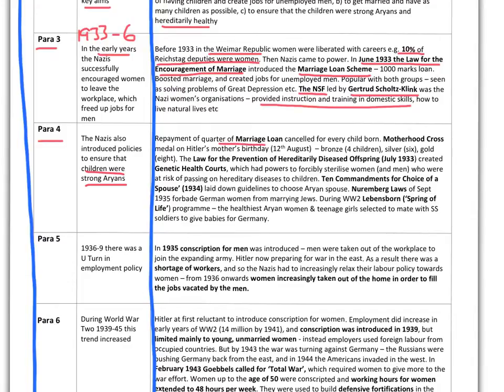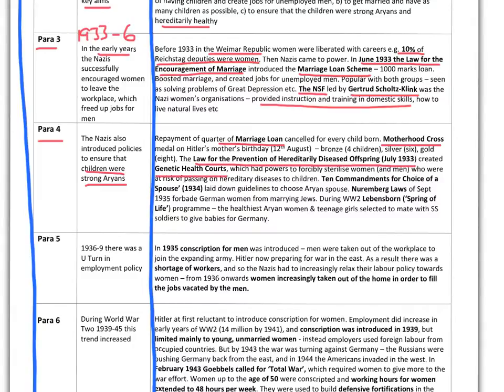A quarter of the marriage loan was cancelled for every child that was born. The Motherhood Cross, we all know about that, bronze, silver and gold medals. So they were about encouraging lots of children to be born. And then I put information about the quality. Now, that's a bit of a mouthful, that law, but if you can learn it, that's a good one.